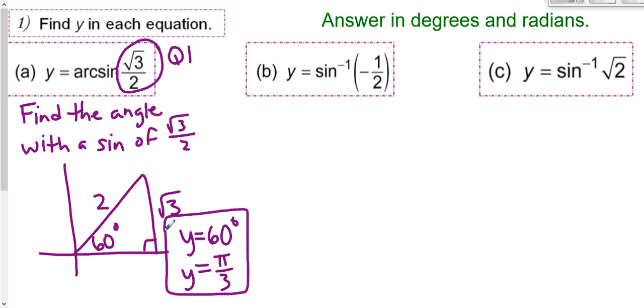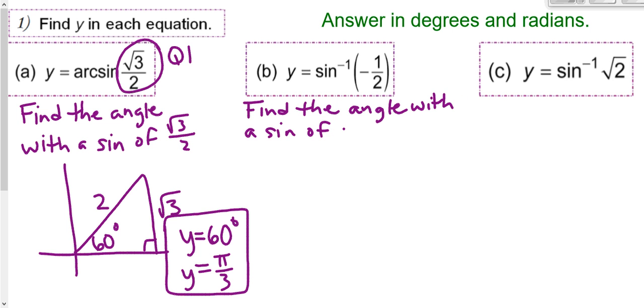It's just working backwards. Part B, y equals inverse sine of negative 1/2. So find the angle with the sine of negative 1/2. Because it's negative, we're not in quadrant 1, we're in quadrant 4. Now we know that sine, typical sine, is negative in quadrants 3 and 4, but we're doing inverse sine and we're restricted only to angles between negative 90 and positive 90. So only quadrant 4 for the negatives, quadrant 1 for the positives.